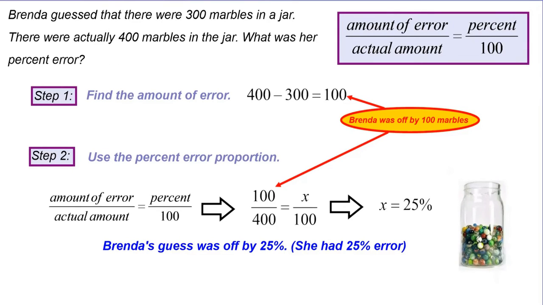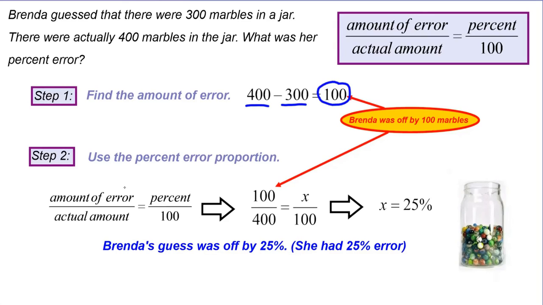So here's an example. Brenda guessed that there were 300 marbles in a jar. There were actually 400 marbles in the jar. What was her percent error? How far off was she described using a percent? So the first thing we want to do is find out the amount of error. How far off was she? So we take 400 minus 300 to find out how far she was off. Brenda was off by 100 marbles.